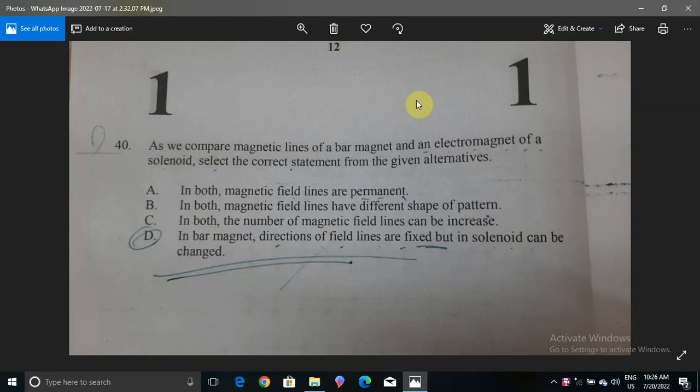This was the last answer for the last question in this module. I hope that you benefit from the answers that we solved together today, and inshallah, in the coming videos, we are going to solve more modules with you.